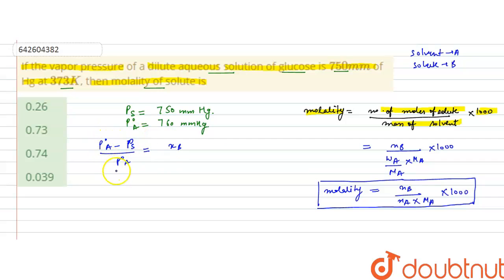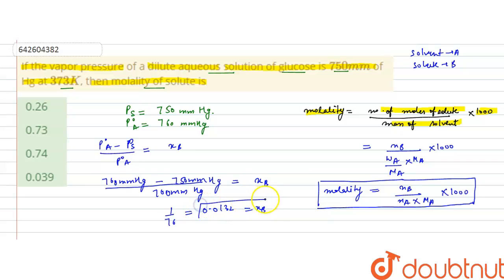Now the pure solvent has vapor pressure of 760 millimeters of mercury, and the solution has pressure 750 millimeters of mercury, divided by 760, which is equal to the mole fraction. Now this gives us 10 divided by 760, that is 1 by 76, which is equal to 0.0132. So this is the mole fraction of the solute.